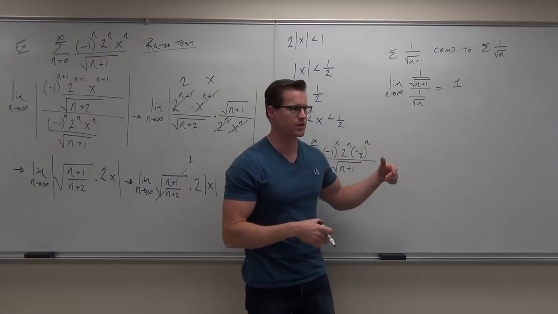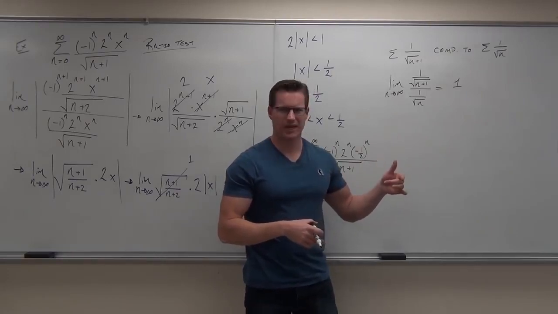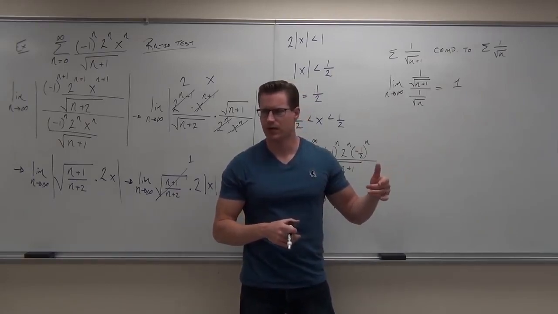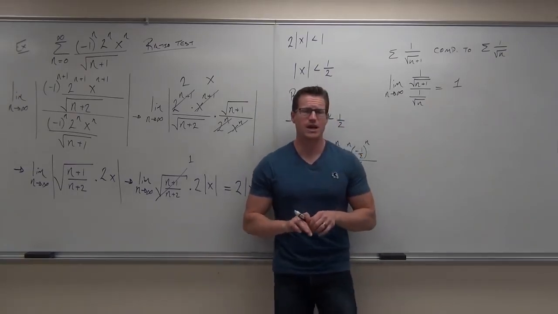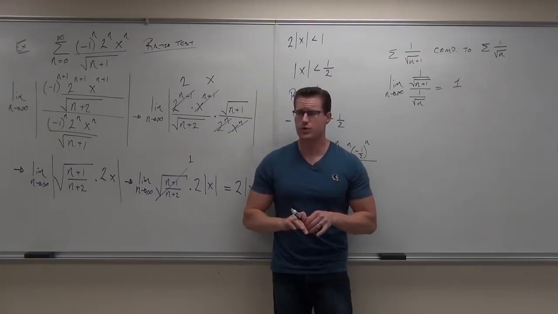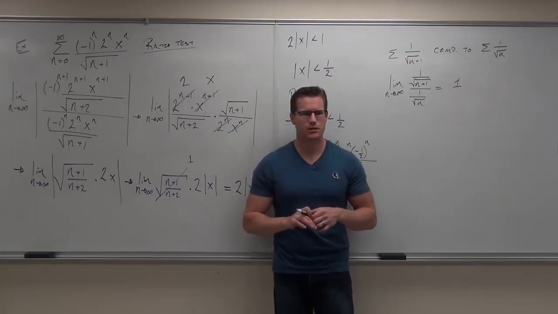When you work through it, that's going to give you 1. Quick head nod if you're okay with that one. Now, next question. If that gives you 1, this is a limit comparison test, is that inconclusive, or do you know something about this? You know something.